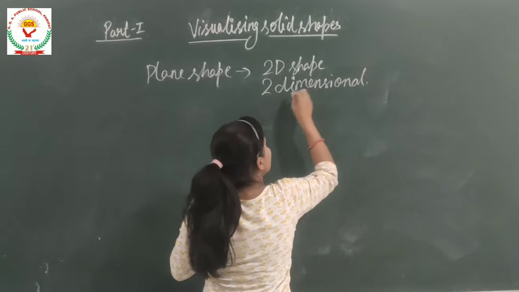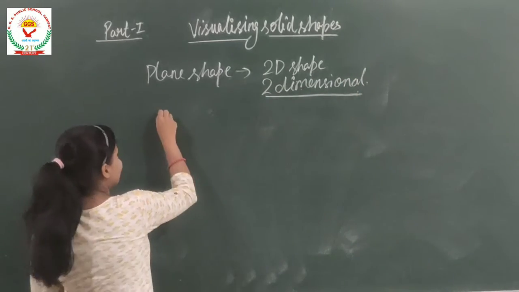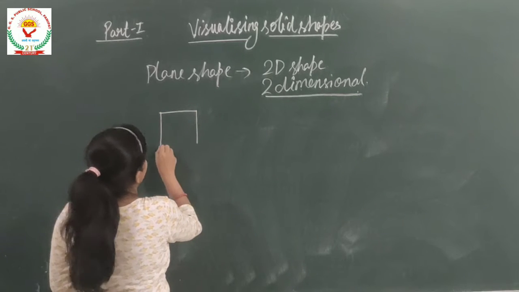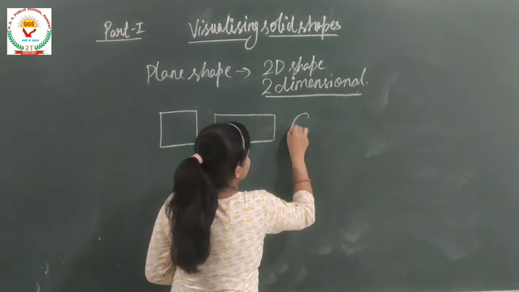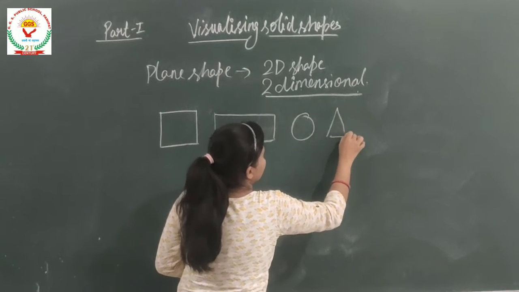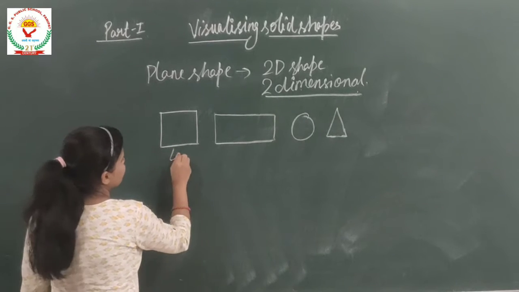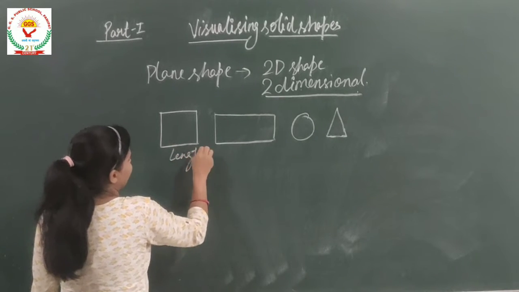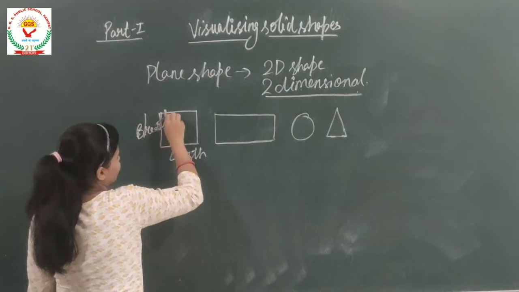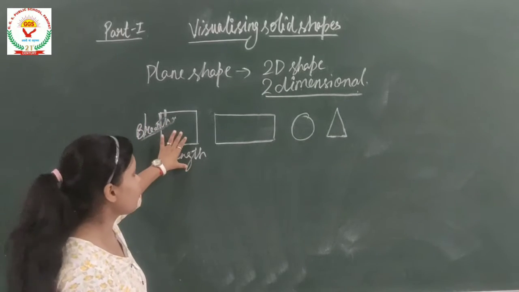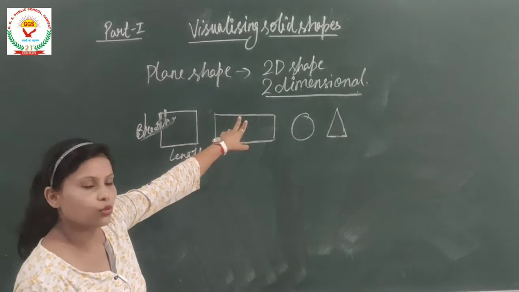That means those shapes which have only two dimensions, like square, rectangle, circle, triangle. These shapes have only two dimensions, that is length and breadth, right? So these have only two dimensions, that is length and breadth. That is why they are called two dimension.